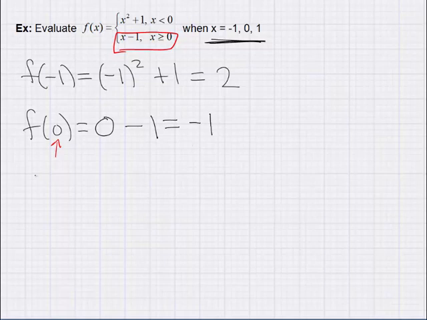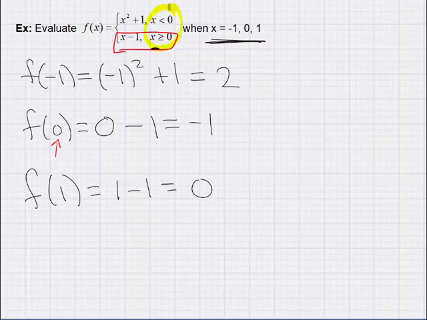Let's do one more. So if we do f of 1. F of 1, well, 1 is greater than 0. So I'm going to use the same exact function again, because this function is for x greater than or equal to 0. So that should be 1 minus 1 equals 0. Now the key is, I have to know where to put my value.